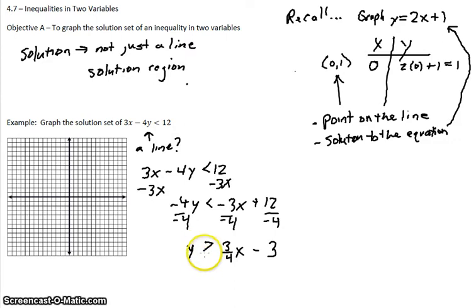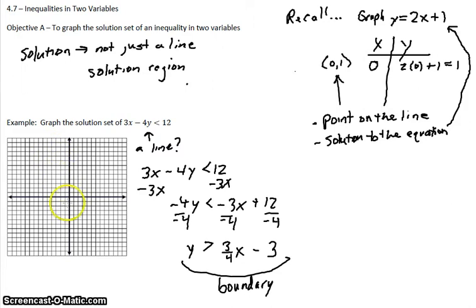Now this is no longer saying that y is equal to this. So we're not talking about graphing a line like we did up here. So how do we graph something like this? Well, this right here is a boundary. So what does that mean? That means that this line, if it was a line, creates a boundary between solutions. Okay? So we're saying that all the solutions are greater than this line.